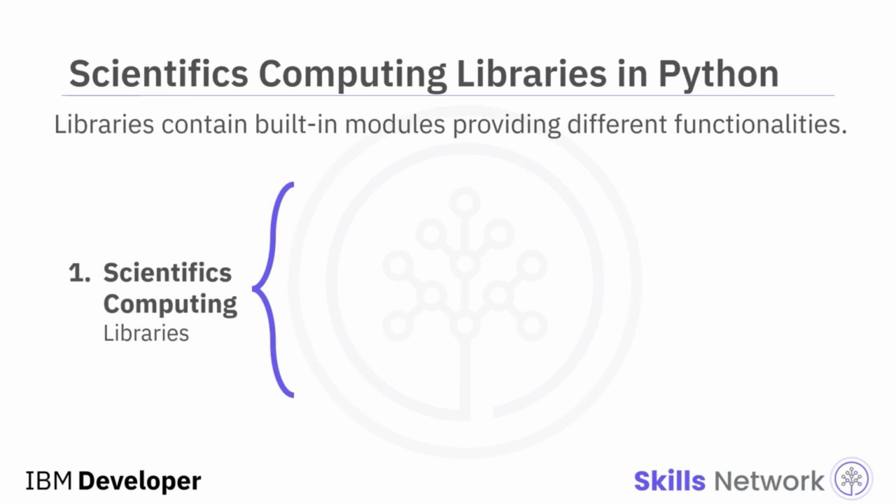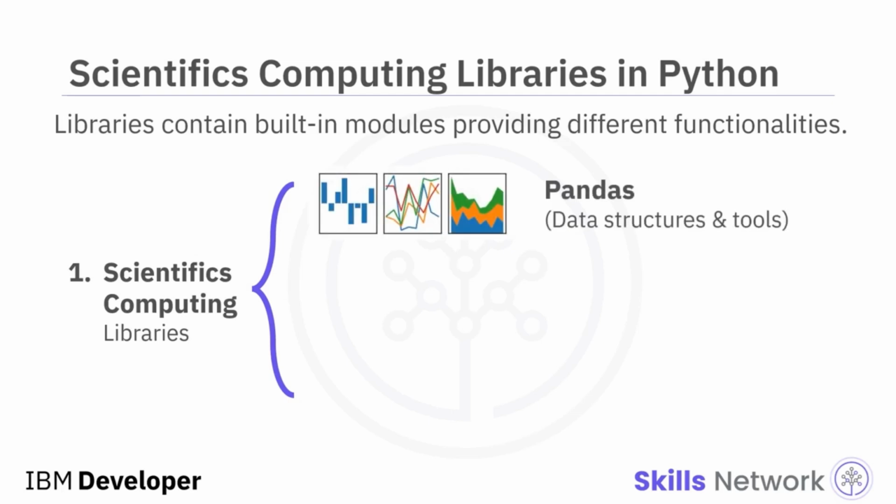Now, scientific computing libraries contain built-in modules providing different functionalities, which you can use directly. They are also called frameworks. For example, Pandas offers data structures and tools for effective data cleaning, manipulation, and analysis. It provides tools to work with different types of data. The primary instrument of Pandas is a two-dimensional table consisting of columns and rows called a data frame. Pandas can also provide easy indexing so you can work with your data.